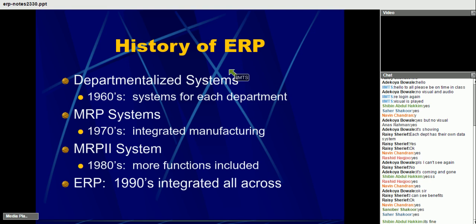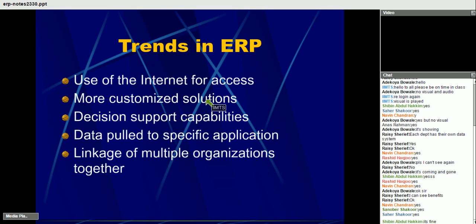So what is the history of ERP, as we have seen in the video? First, the systems were departmentalized, with different departments and no department interacting with the others. I am talking about way back in the 1960s. Then came MRP systems in 1970, the integrated manufacturing. Then MRP2 systems in 1980, with more functions included. Then ERP in the 1990s, integrated all across. And what are the trends in ERP?